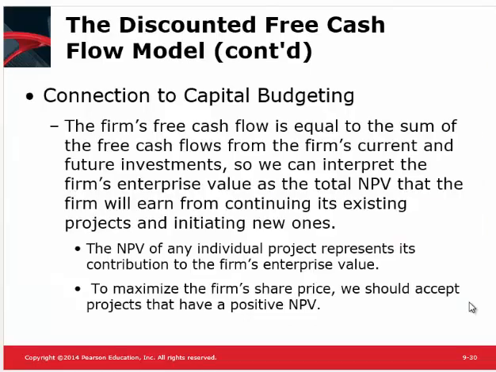So how does this all connect up to capital budgeting, right? The company's free cash flow is the sum of the free cash flows from the company's current and future investments. So the net present value of any project is its contribution to the firm's enterprise value. To maximize share price, we have to do projects that have positive net present values.